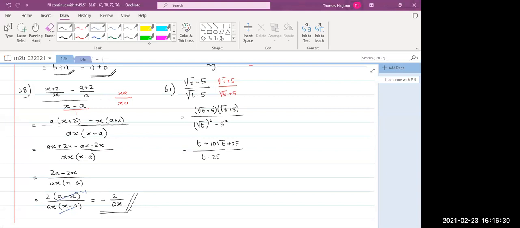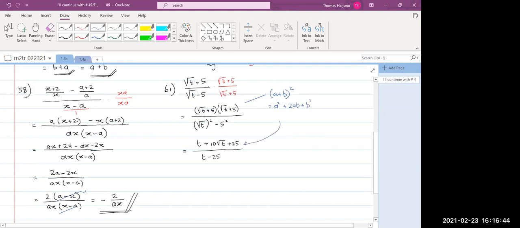It follows a plus b squared, right? Which is the first term squared plus twice the product of the terms plus b squared. So that's what I did there. Okay, that's for my number 61. Rationalize the denominator if we have square root multiplied by the conjugate.